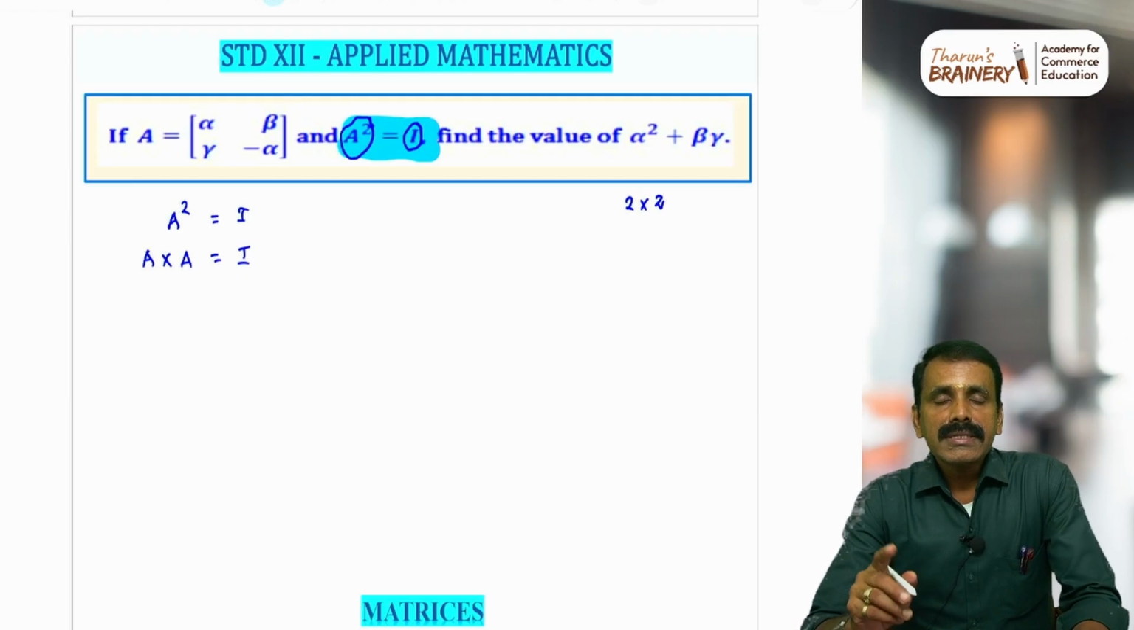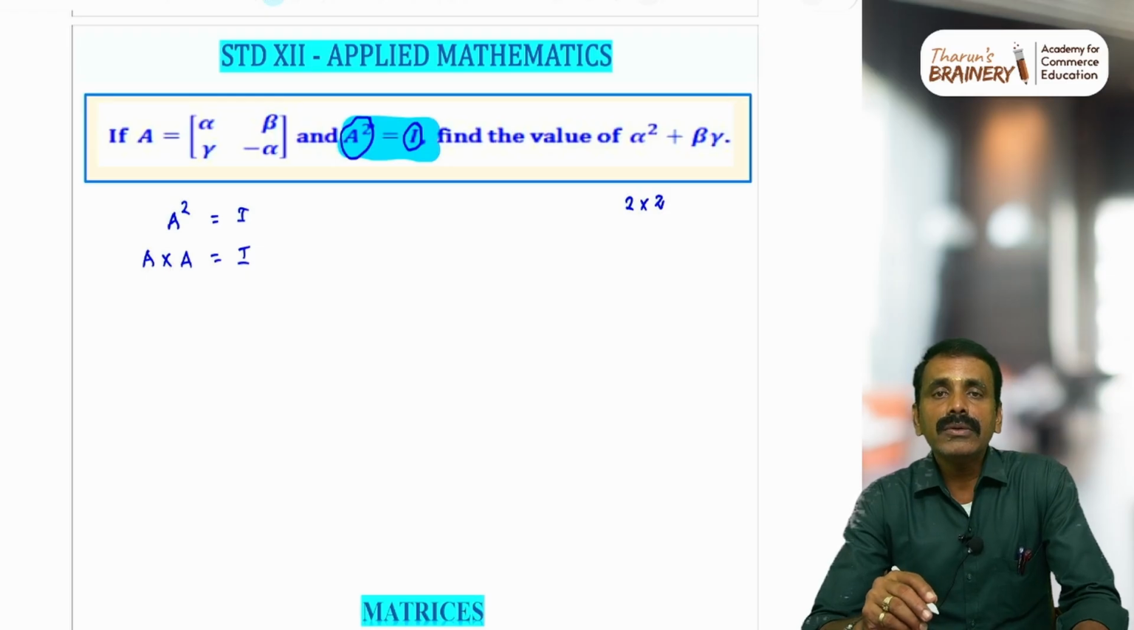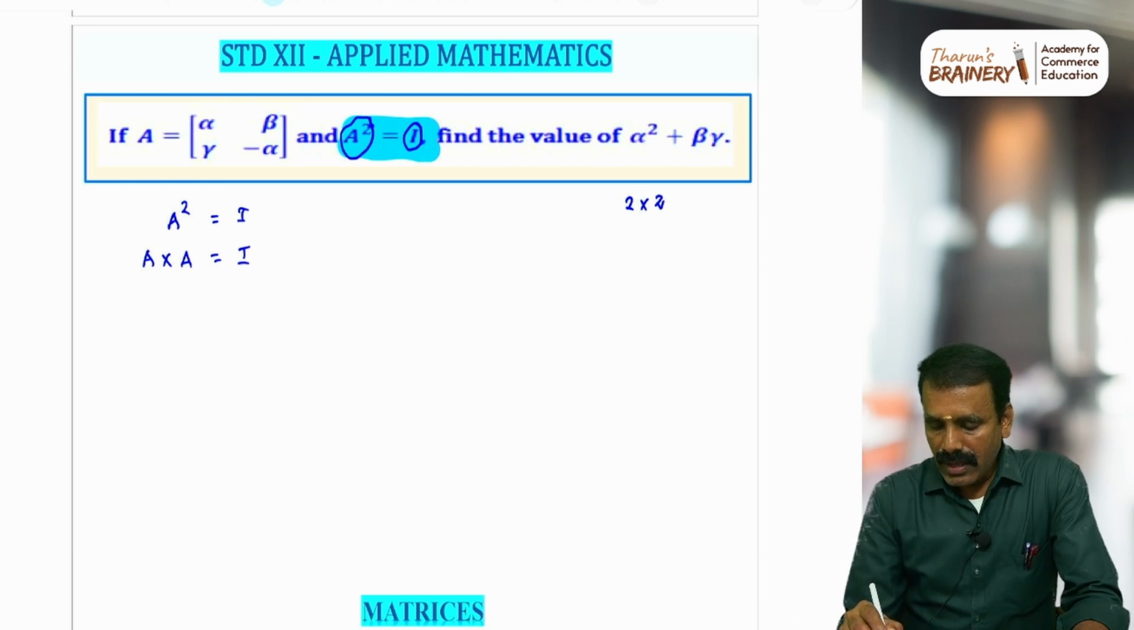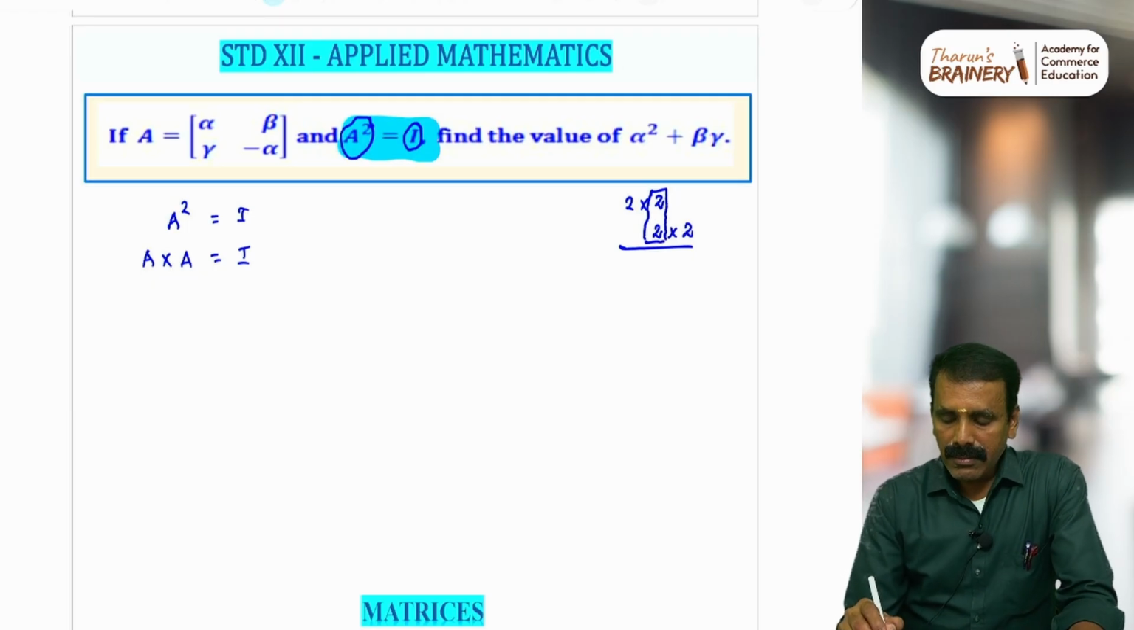What is x square? It is x into x. What is 5 square? 5 into 5. In the same way, A square is nothing but A into A. So we have to multiply matrix A with itself. A is a matrix of order 2 by 2 and A is again multiplied with the same matrix. The number of columns in the first matrix is equal to the number of rows in the second matrix. So the resultant matrix is 2 by 2. So your I is going to be of order 2 by 2.